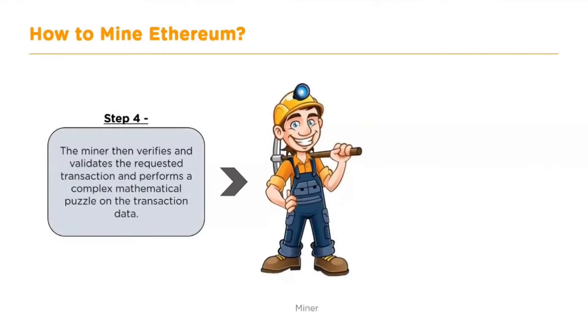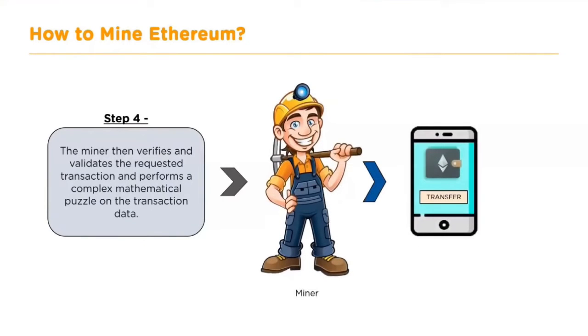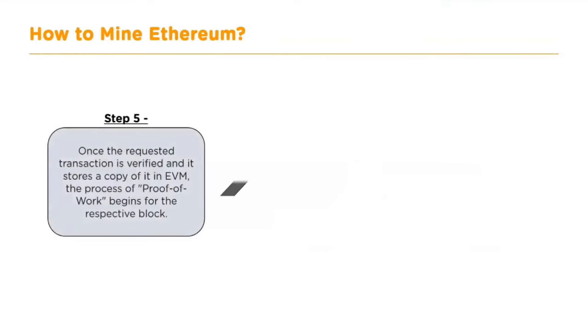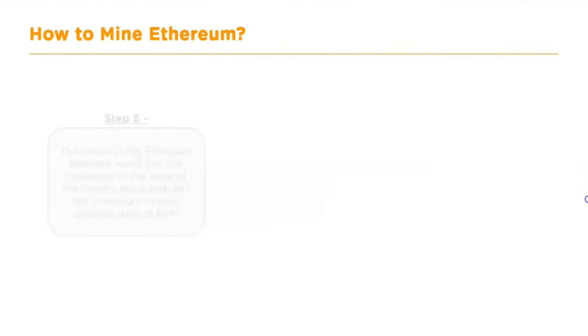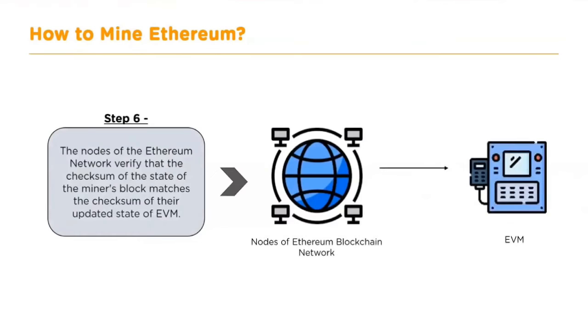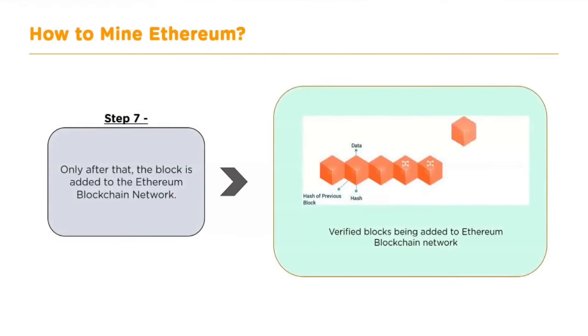Step 4. The miner then verifies and validates the requested transaction and performs a complex mathematical puzzle on the transaction data. Step 5. Once the requested transaction is verified and it stores a copy of it in Ethereum, the process of proof of work begins for the respective block. Step 6. When the nodes of the Ethereum network verify that the checksum of the state of the miner's block matches the checksum of the updated state of the Ethereum after execution of all transactions. Step 7. Only after that the block is added to the Ethereum blockchain network.